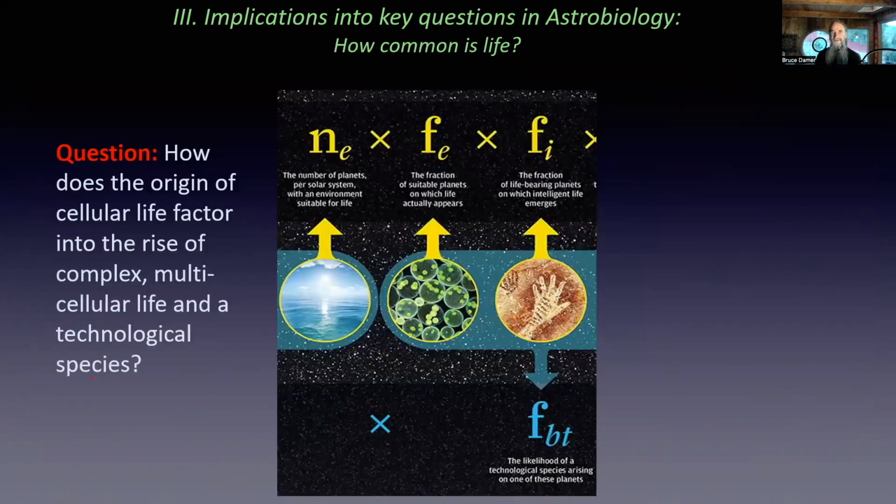So finishing up, going back to honor Frank Drake, his question is, how common is life in the universe, and how many civilizations that we could contact would we expect to be able to find? And the origin of cellular life factors into the rise of multicellular, more complex life, and therefore into technological species, clearly. So if we're focusing on this transition from this Drake equation factor to the factor of planets on which intelligent life emerges, it really matters how hard it is for simple life to emerge.